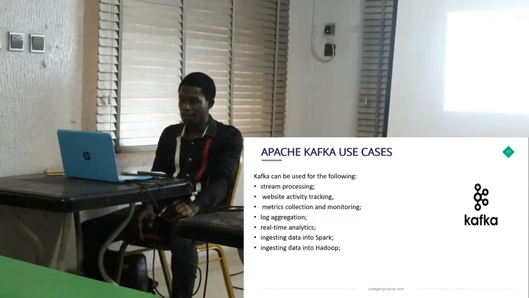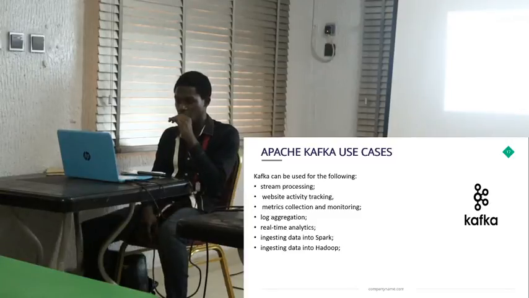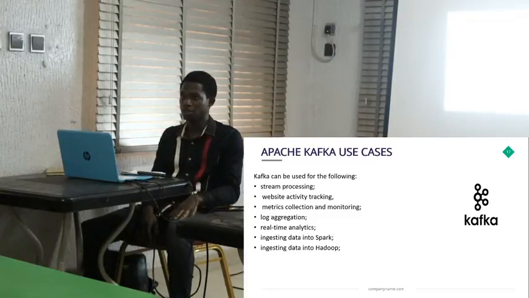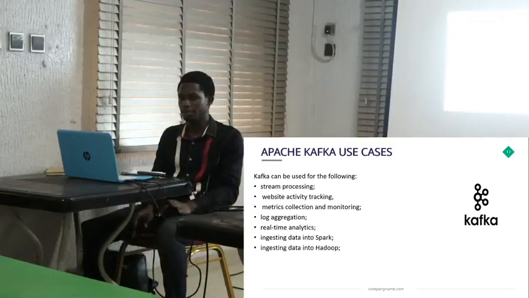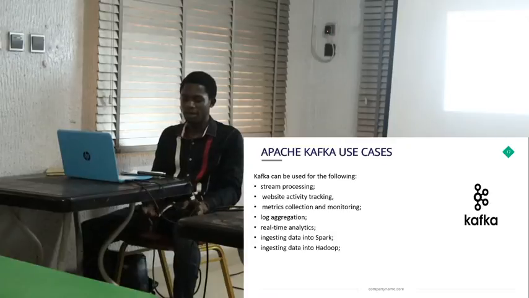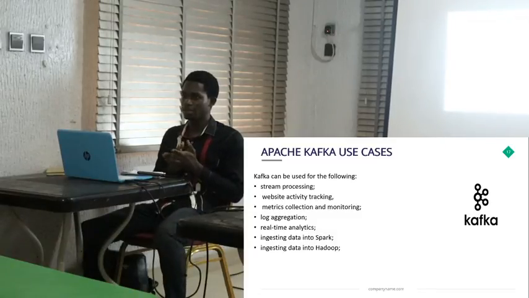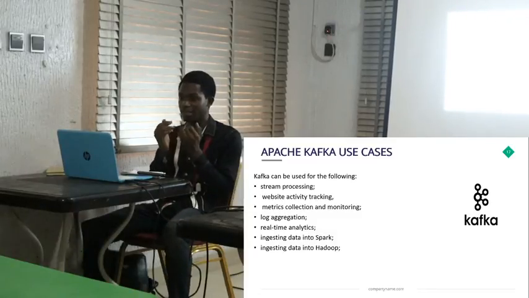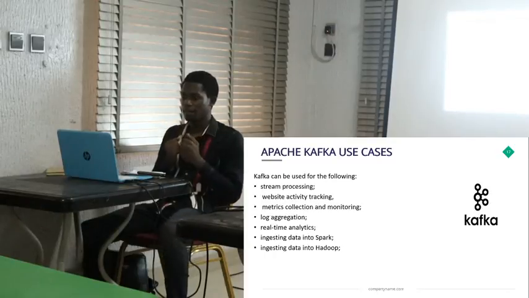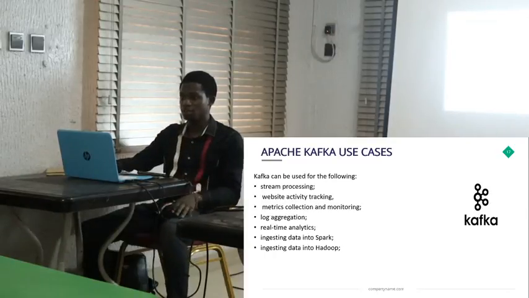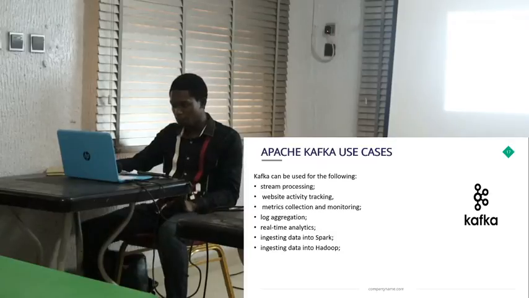And I can use Apache Kafka to ingest data into Apache Spark or Apache Hadoop. Apache Spark and Apache Hadoop are used for big data processing and big data storage. When you're talking about Hadoop, Hadoop is divided into two parts. We have the HDFS, the Hadoop Distributed File System, that stores the data you get from Kafka. And we have Apache Spark too, which does similar work.